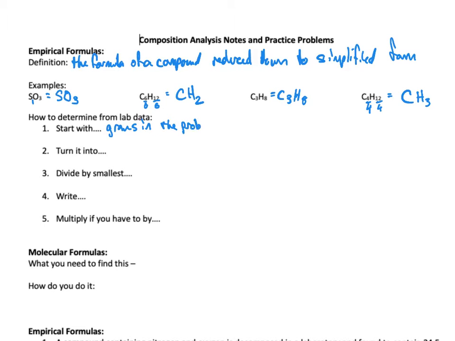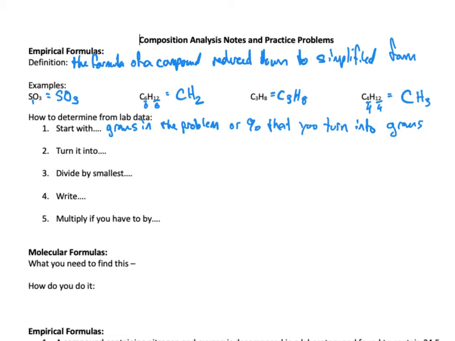You will see that some problems give you grams, others give you percentages. If you have percent, you just need to turn it into grams. What I mean by that is literally scratch out the percent sign and write a G. So 50% becomes 50 grams. 74.6% becomes 74.6 grams. Done.